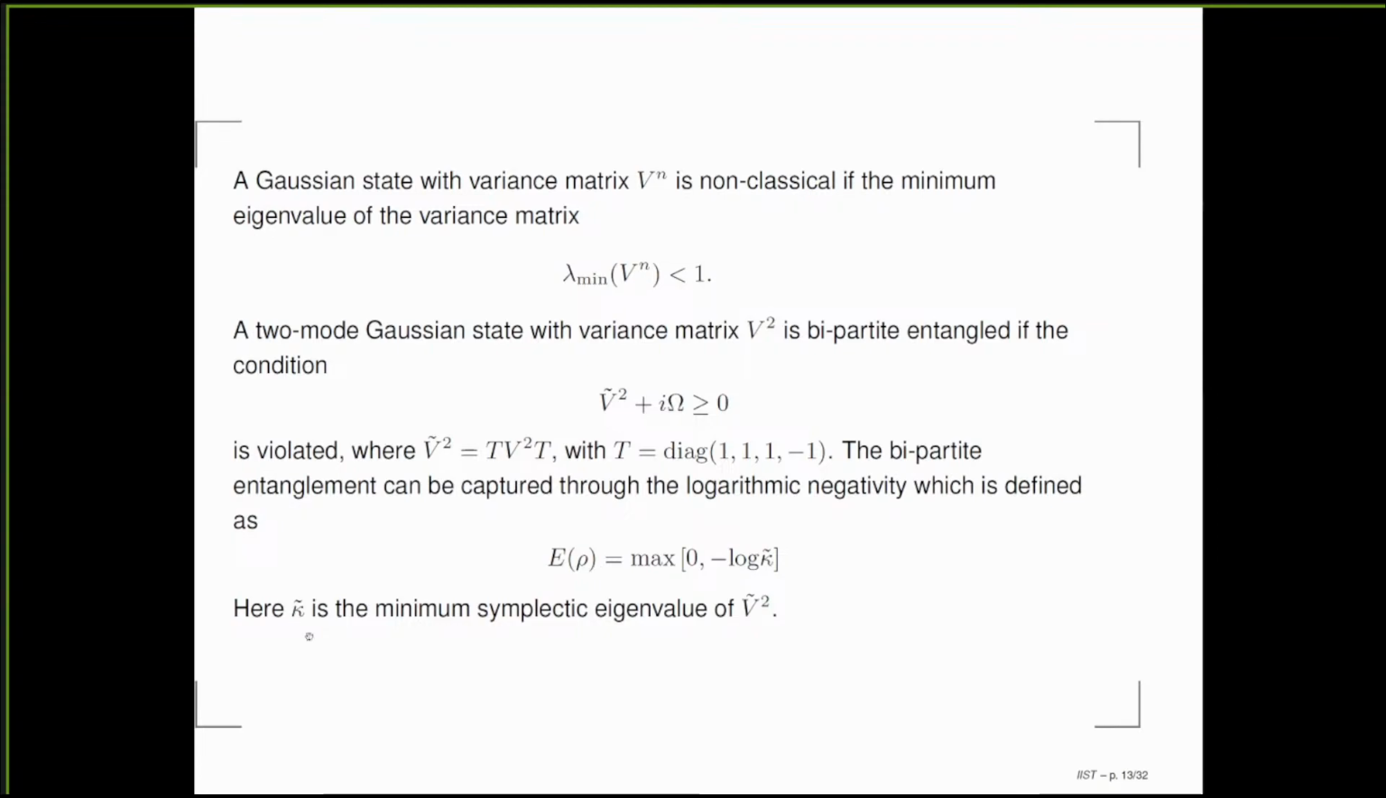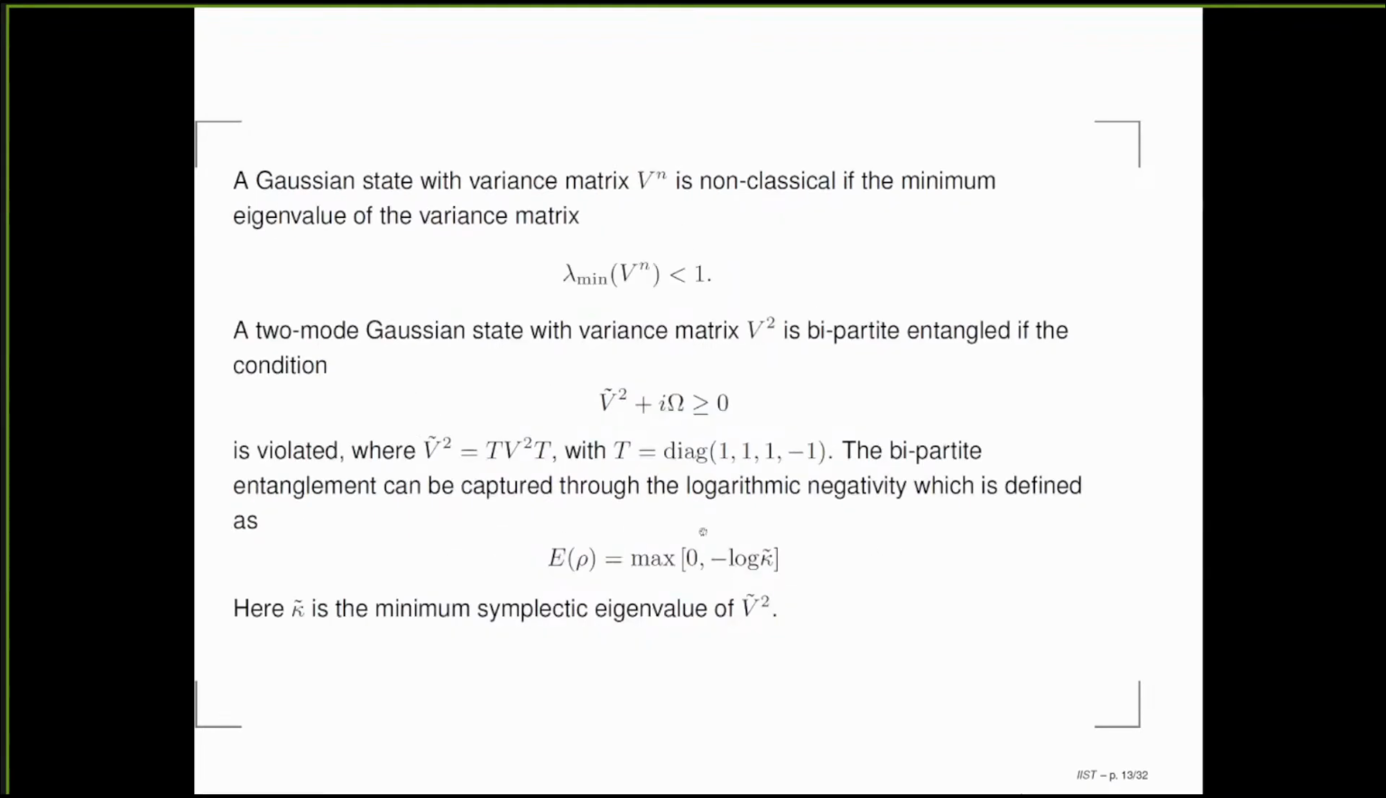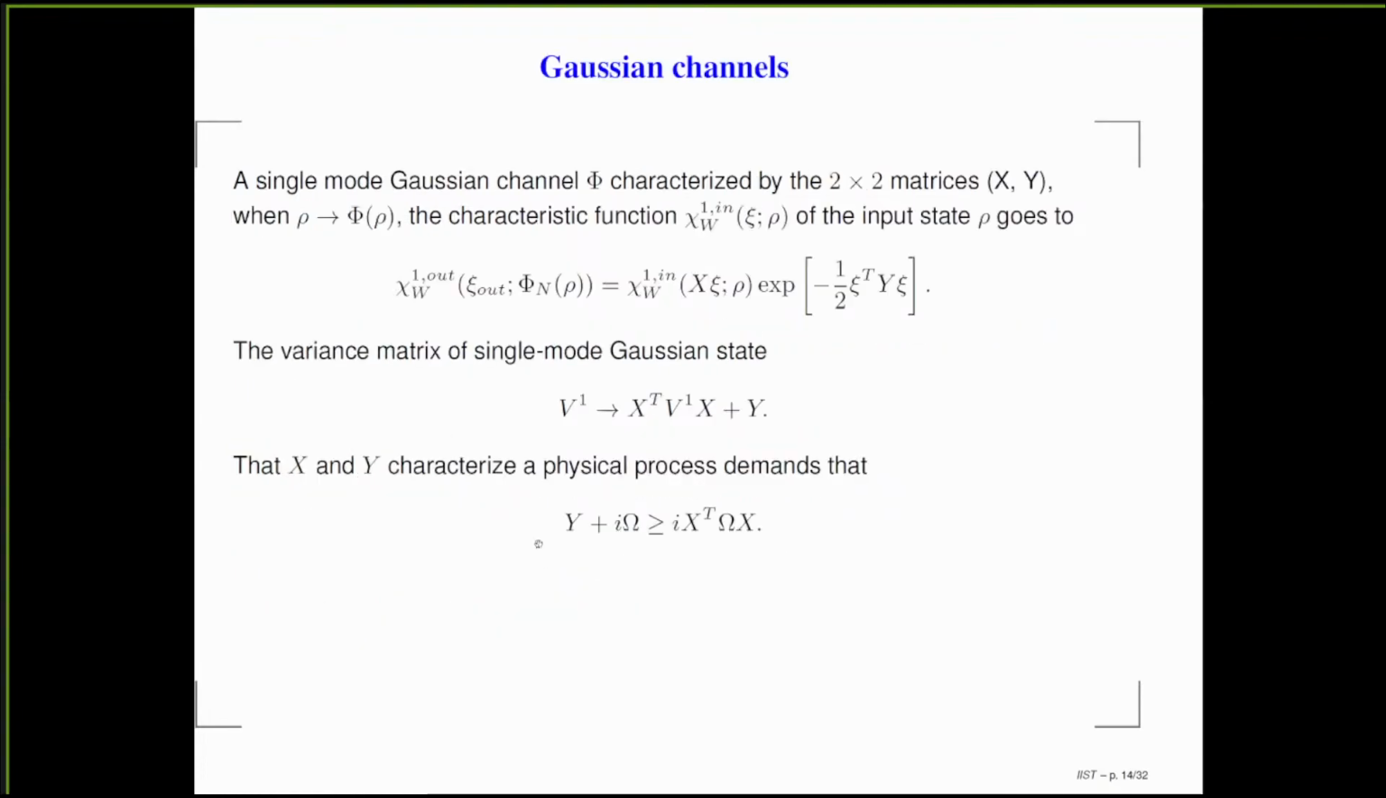Basically kappa tilde is the minimum symplectic eigenvalue of V tilde 2, the modified variance matrix of the 2-mode Gaussian state. You follow this procedure: you choose the S to diagonalize this V tilde 2, which is a modified V2, then take the minimum symplectic eigenvalue, take the log of that, and take minus the log of that. You get a measure of entanglement. Okay.